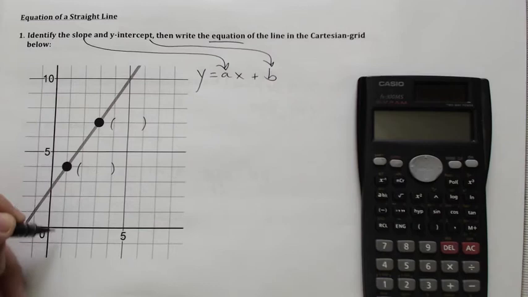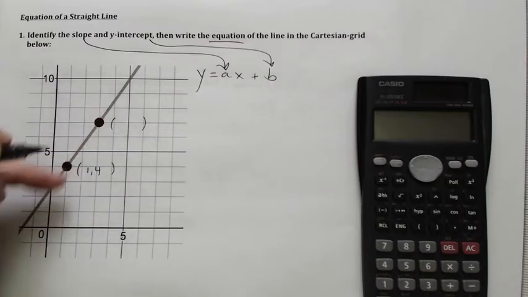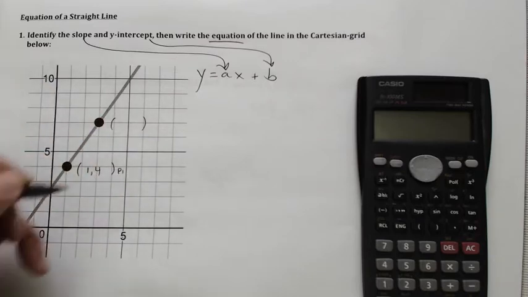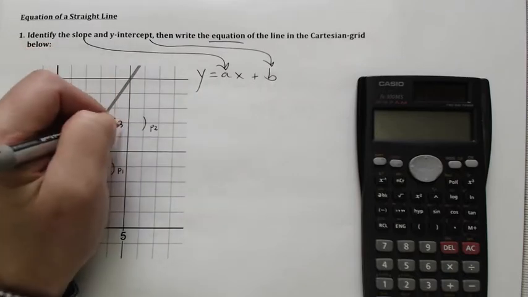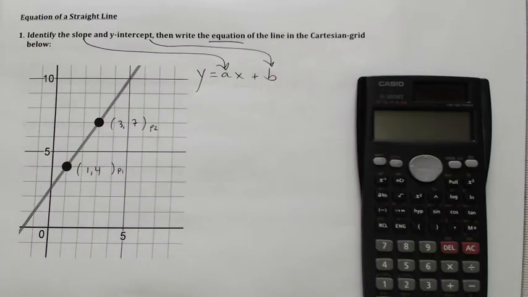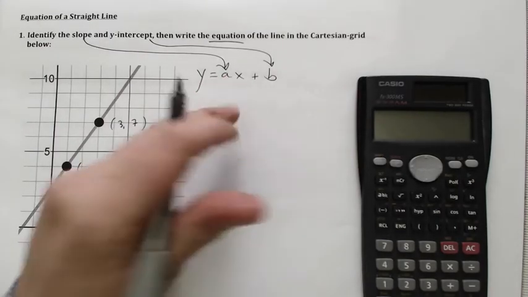This point right here, we're going up by ones, as you can see, and so this point here is going to be at (1, 4). Let's call this our P1. And if we call this our P2, this one will be at (3, 7). So we have a P1 and a P2, and that's going to allow us to calculate the a.